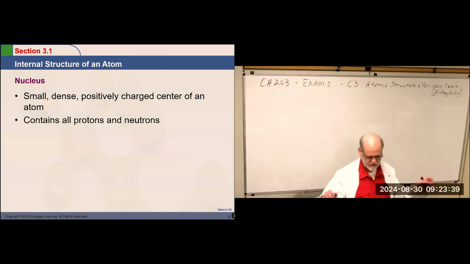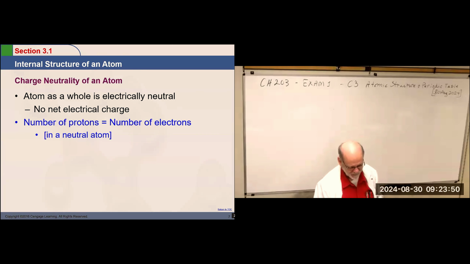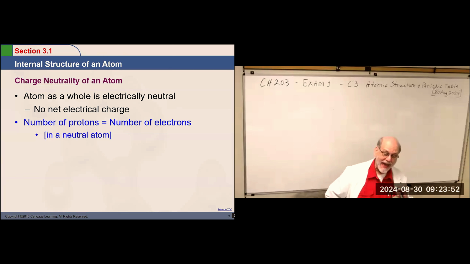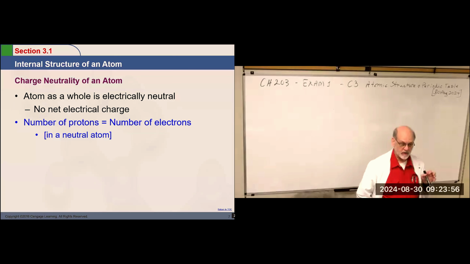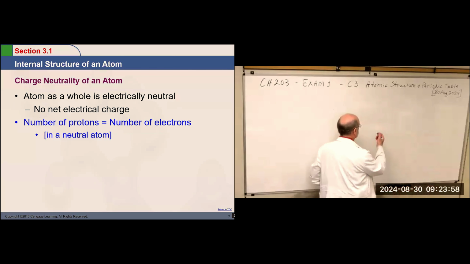Okay, so this just rehashes what I've told you already. Nucleus: small, dense, positively charged center of an atom. It has protons and neutrons in it. Now the whole atom, if it's not given a charge, remember, I know I showed you this one.